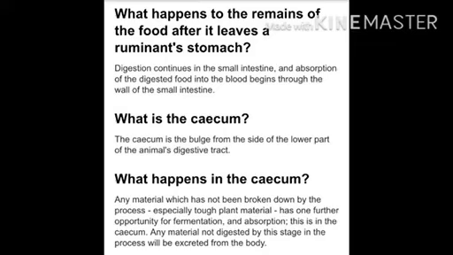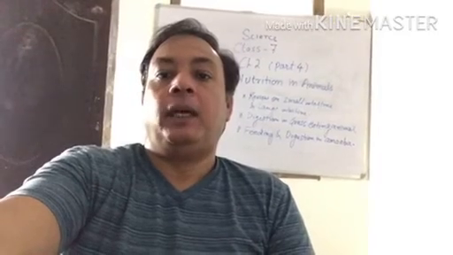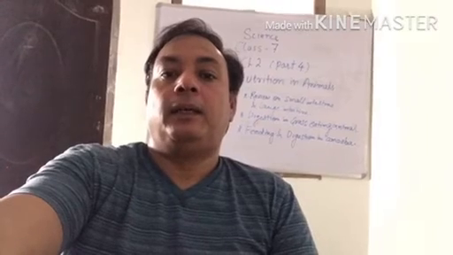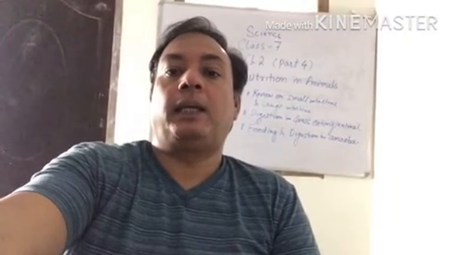the intestine. Now, what is the caecum? The caecum is the bulge from the side of the lower part of the animal's digestive tract. Now, the last: what happens in the caecum? Any material which has not been broken down by the process, especially tough plant material, has one further opportunity for fermentation and absorption. It is in the caecum. Any material not digested by this stage in the process will be excreted from the body.